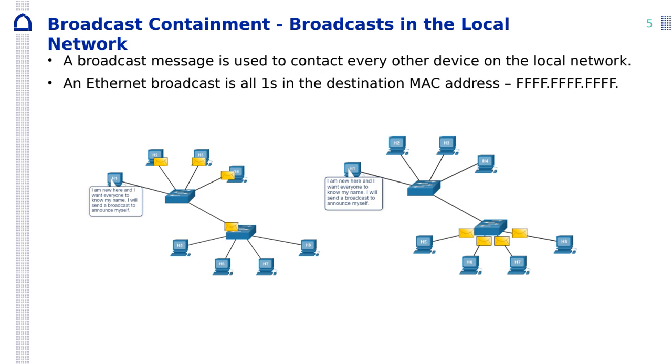So a broadcast message is used to contact every other device in the local network. And Ethernet broadcast is all ones. The MAC address is FF, all F. Okay, this means that this is a broadcast message.